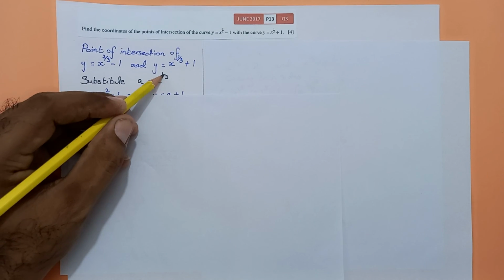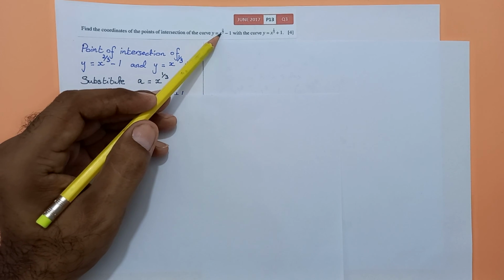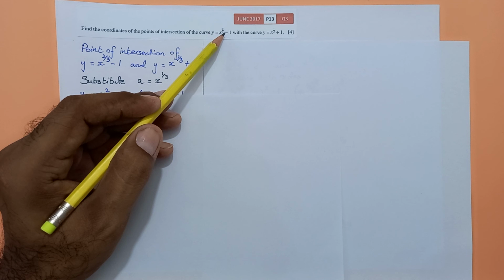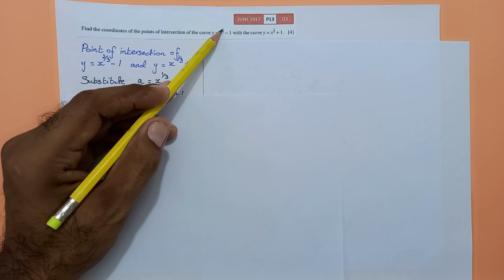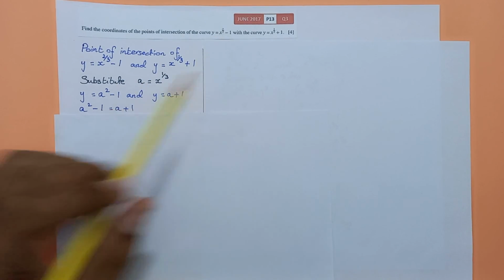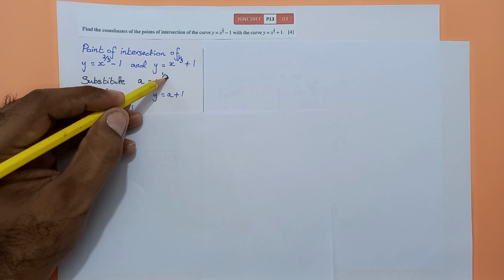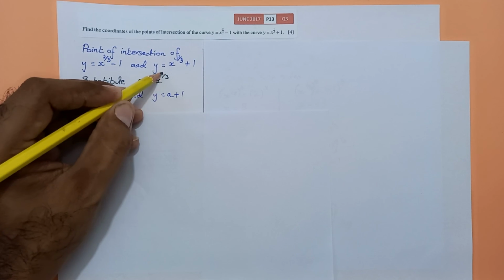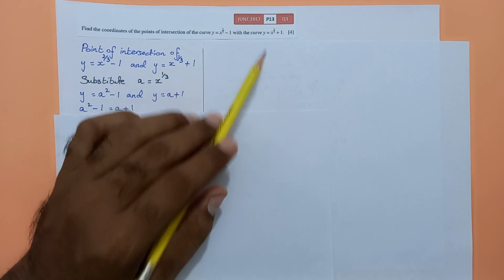When I have written a is equal to x power 1 upon 3, that means instead of this x power 1 upon 3, I can write a. But over here we have x power 2 upon 3. That means this 2 upon 3 can be written as 1 upon 3 multiplied by 2, and instead of x power 2 upon 3 we can write a square. So instead of y is equal to x power 2 upon 3 minus 1, we have written y is equal to a square minus 1, because x power 1 upon 3 is a, and squaring it gives 2 upon 3.